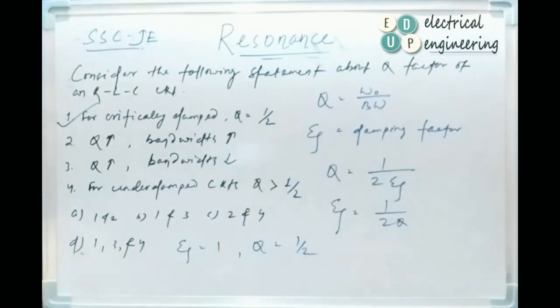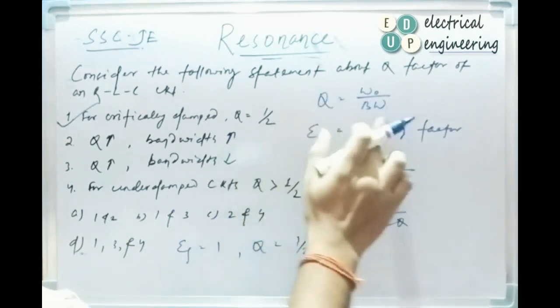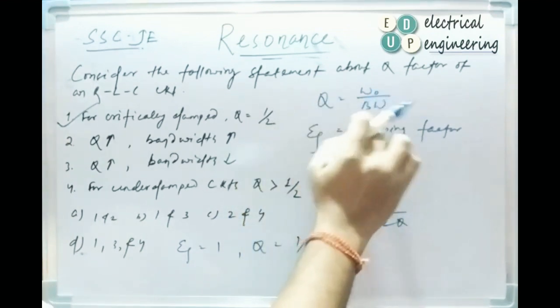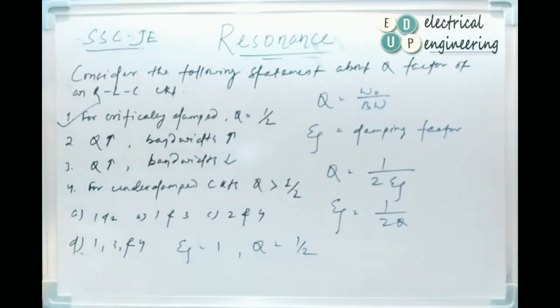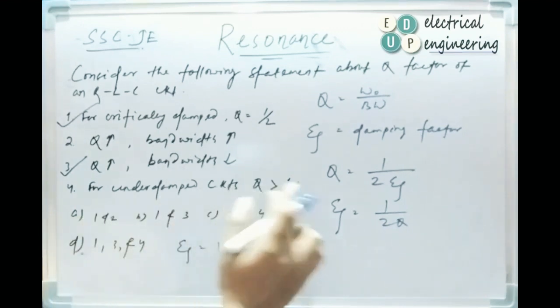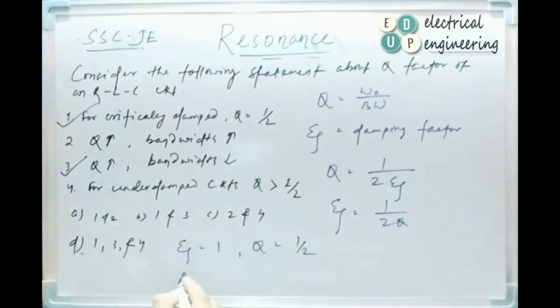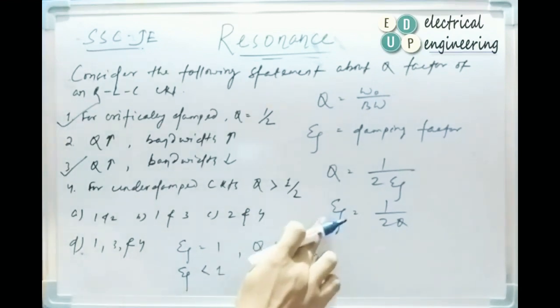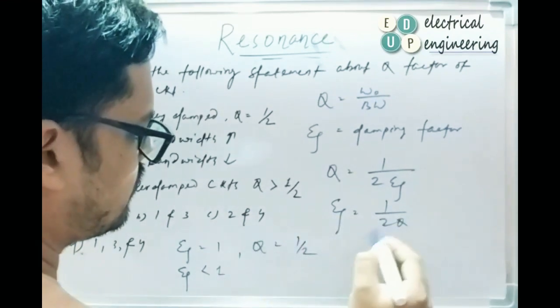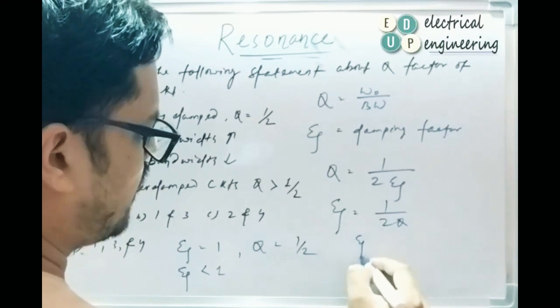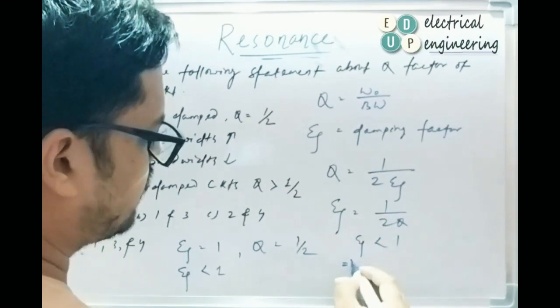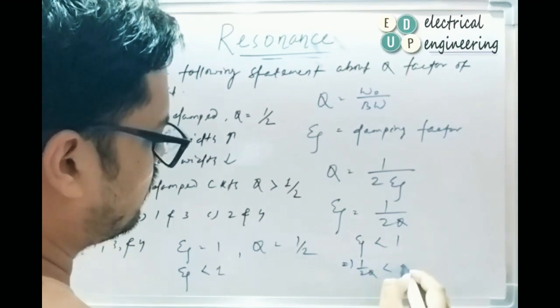Now, we have already studied, if Q increases, bandwidth will decrease because it is in the denominator. So statement 3 is correct. And the fourth one, for underdamped circuit, Q is greater than half. For underdamped, zeta is less than 1. If zeta is less than 1, that means 1 by 2Q is less than 1.